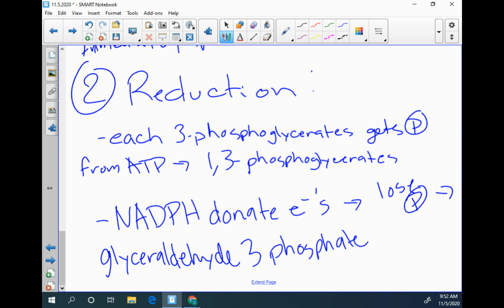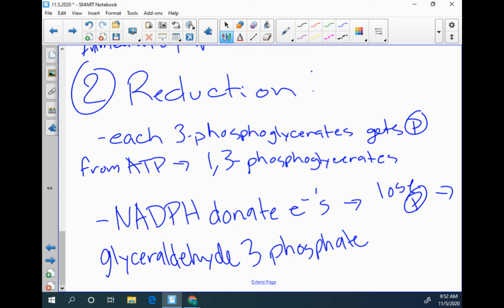So ATP donated a phosphate group. NADPH is going to donate more electrons. We're going to lose a phosphate group, and we're going to get glyceraldehyde 3-phosphate. So in the process of gaining and then immediately losing a phosphate group, we have gone from 1,3-phosphoglycerate to glyceraldehyde 3-phosphate. We're just moving stuff around.